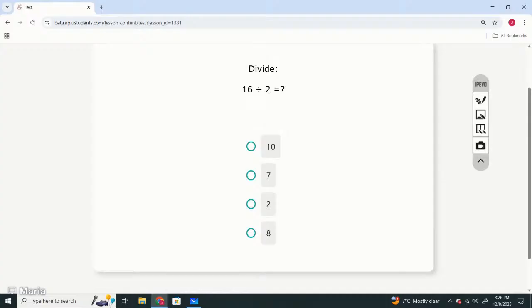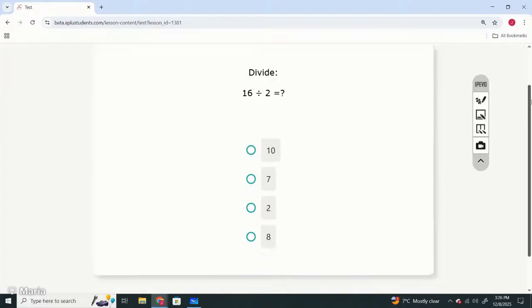Very good. Okay, 16 divided by 2. We need to count a table of 2 until 16. So, which is the correct option? 16 divided by 2 equals 8. 16 divided by 2 is 8. Option number 4 is the correct option.